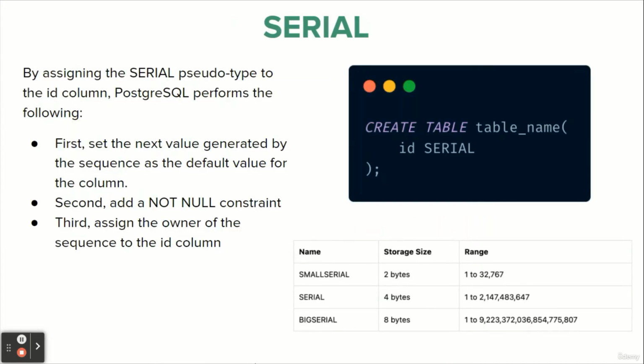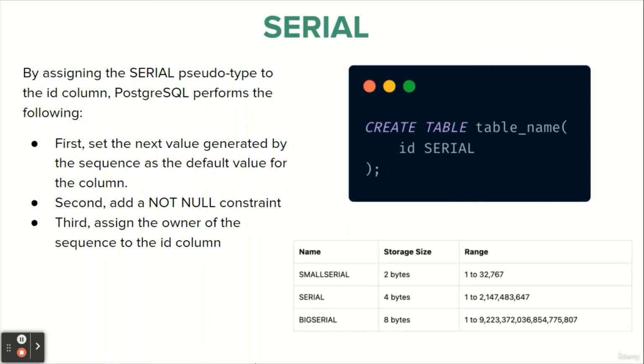In Postgres, a sequence is a special kind of database object that generates a sequence of integers. A sequence is often used as the primary key column in a table. By assigning the serial pseudotype to the ID column, Postgres performs the following.